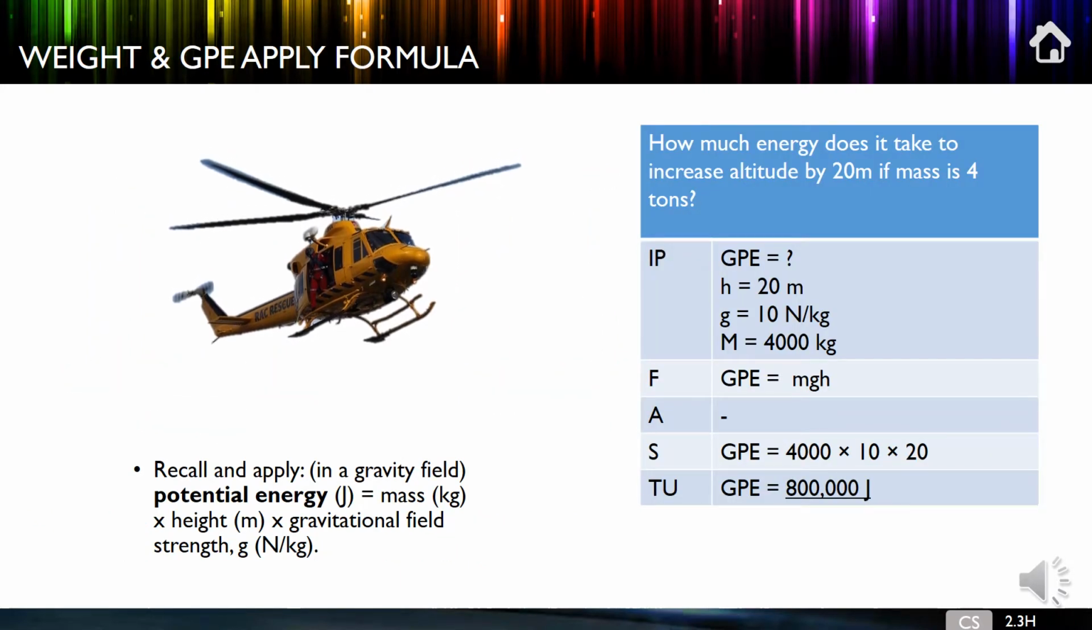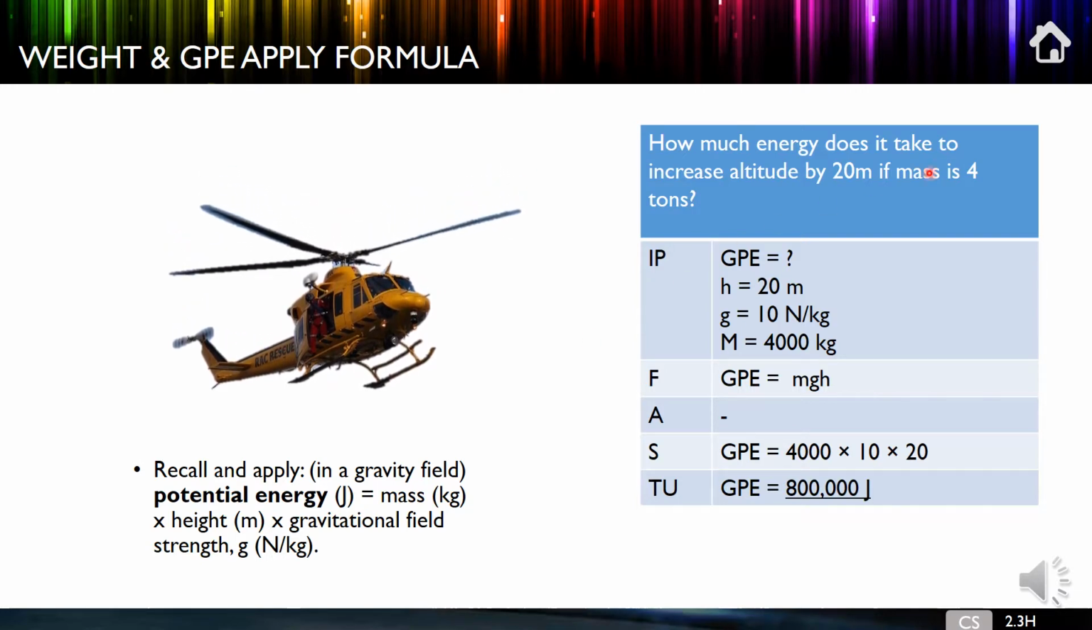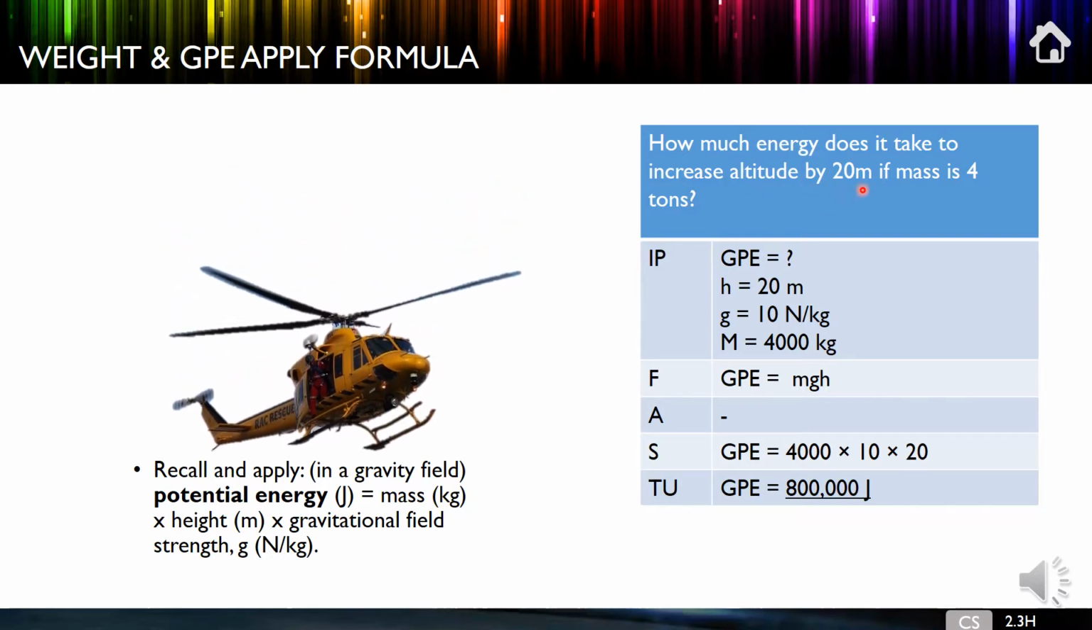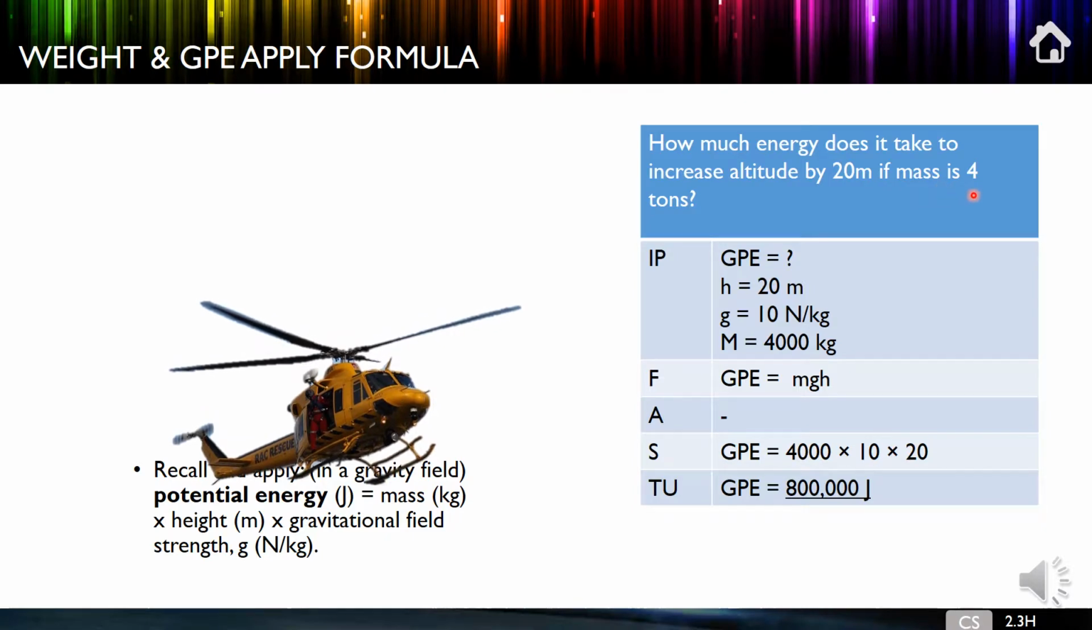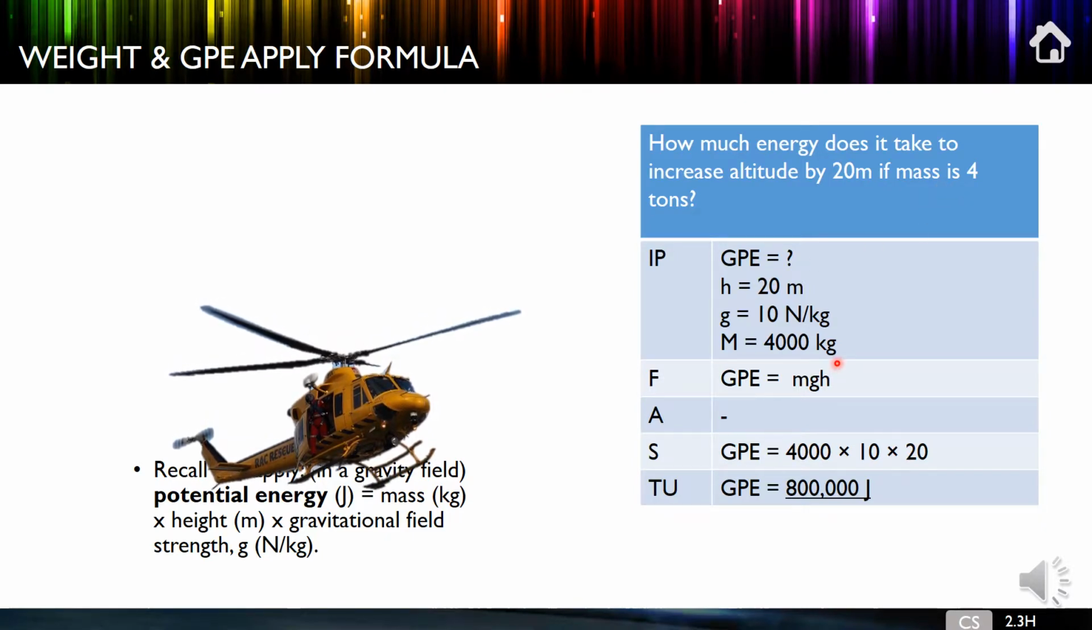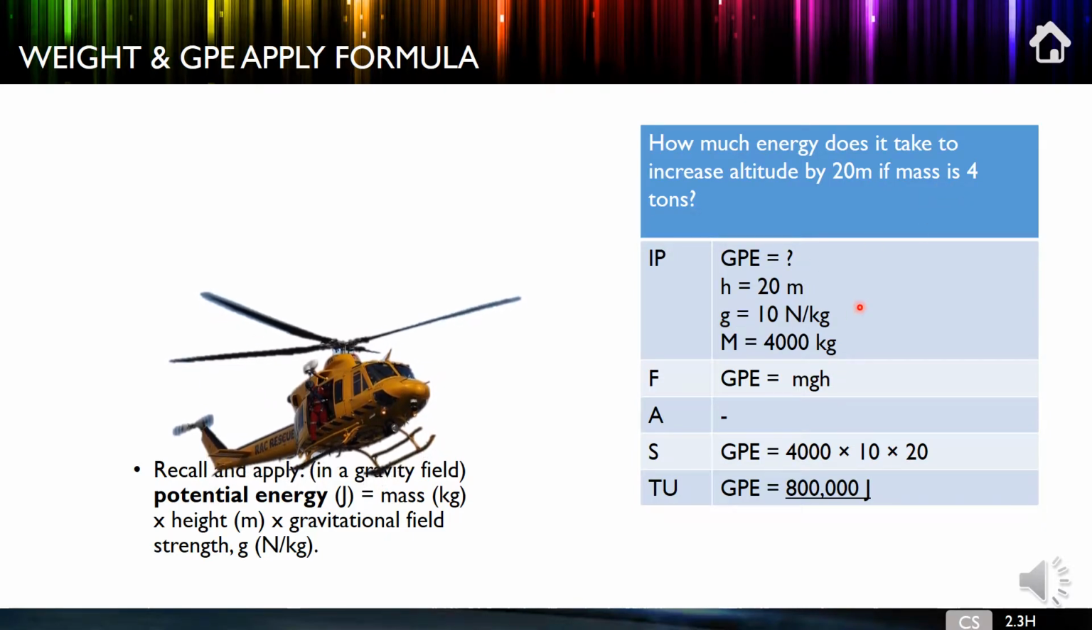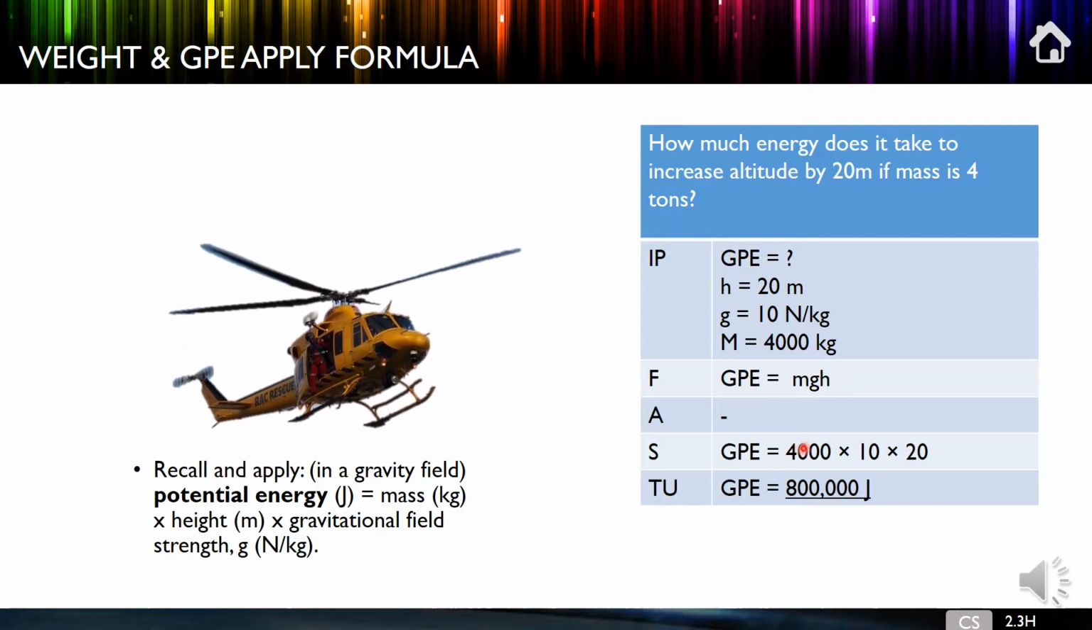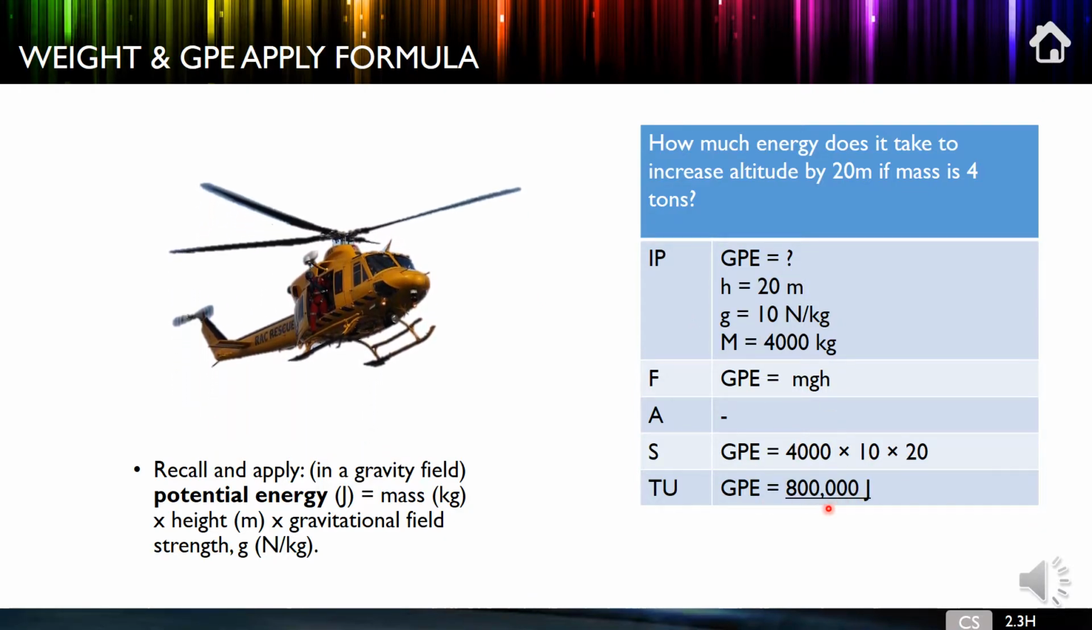Here's a worked example. How much energy does it take to increase the altitude by 20 meters if mass is 4 tons? So we convert to kilograms. The board expects you to know the value of g. So we multiply it out, and there we get our answer.